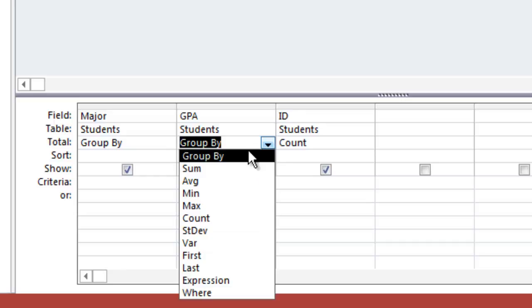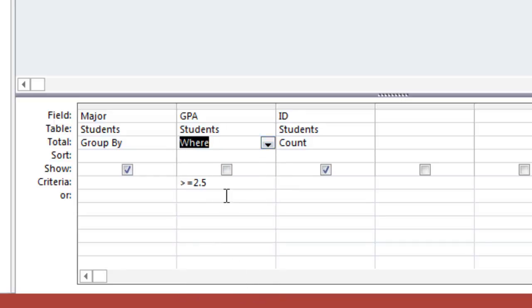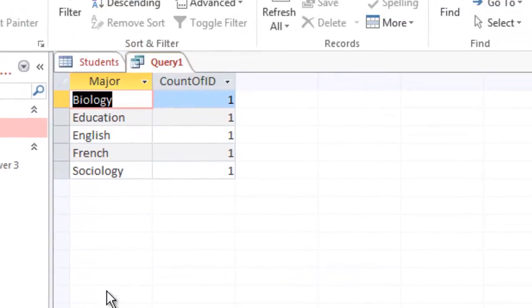What we're going to do instead is go all the way to the bottom with a where clause. A where means that we want criteria applied to the individual students before we group them. And when we run it, we'll see these exact results. We only have 5 students included in our results, but there was 1 student in biology who had a GPA of 2.5 or above, 1 student in education who had a GPA of 2.5 and above, and so on.